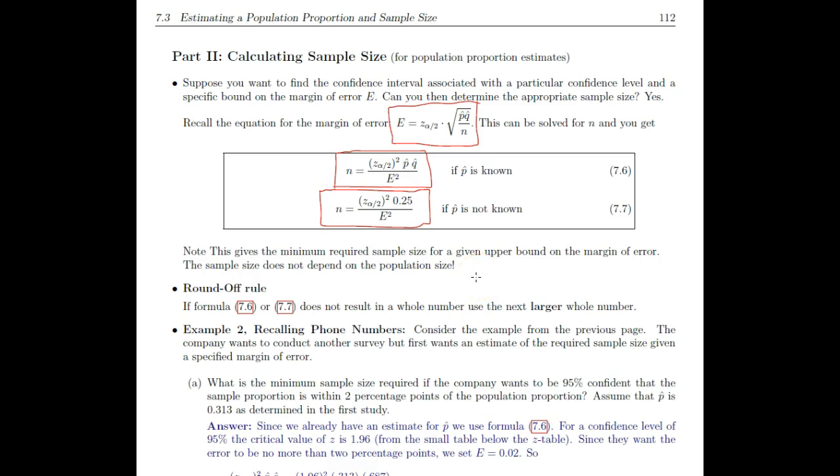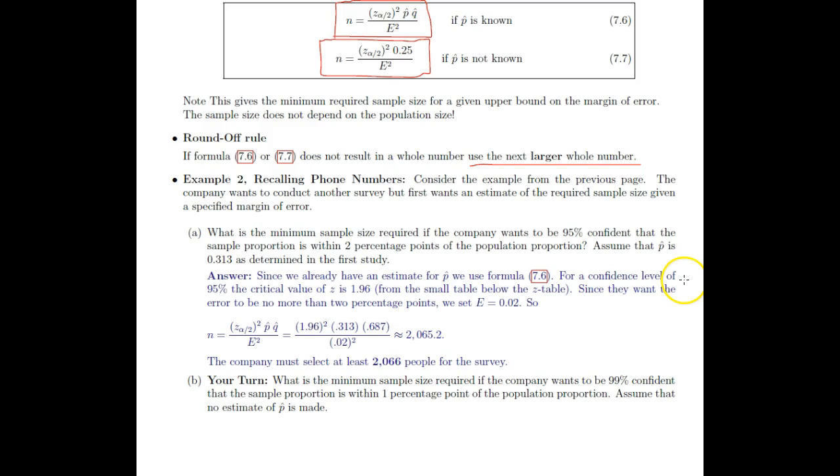All right, so another thing to note about these n values when you're solving for these desired sample sizes is a round off rule. We're going to use the same one that we used last class, which is that you always round up to the next whole number. Okay? And we talked about why last class, and it's the same reason. So let's go through an example here together.